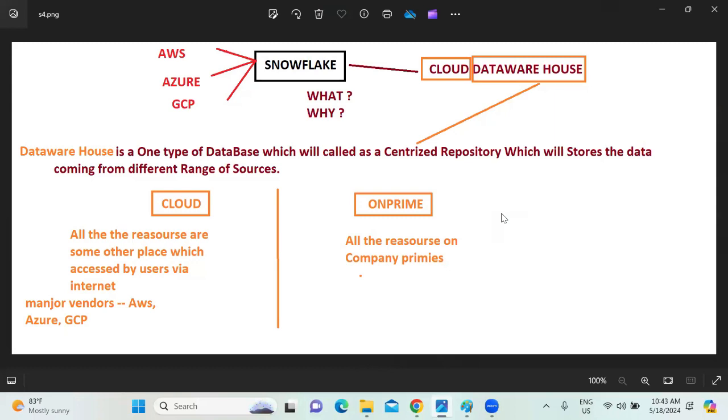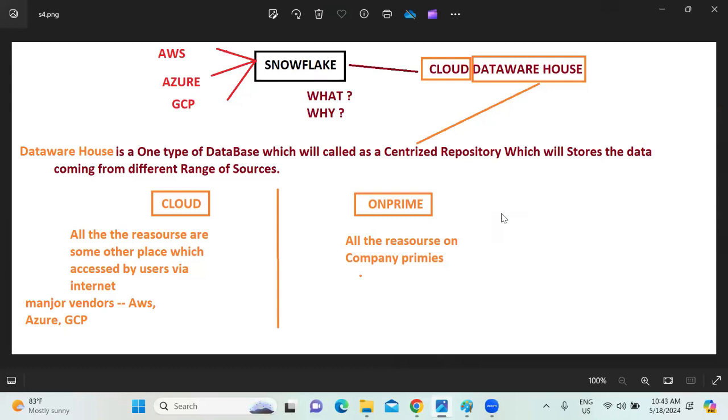Yes, ETL will segregate the data, transform the data, clean the data, prepare the data, and send it to the data warehouse. The data warehouse will maintain a huge block of data. This is the flow. Okay.